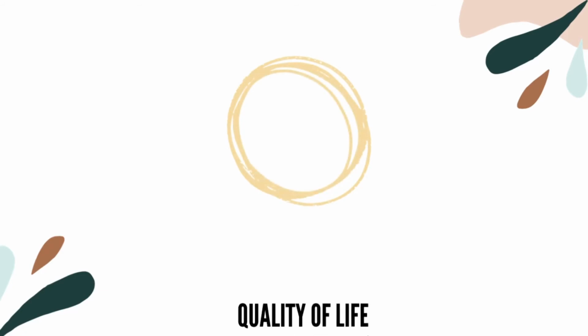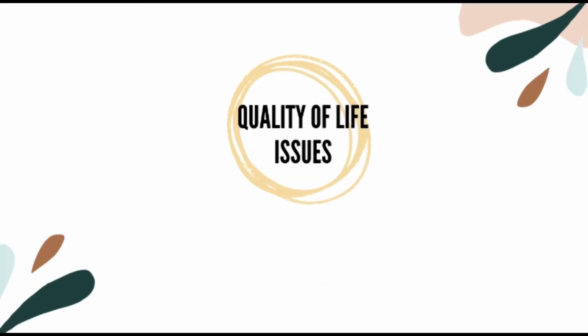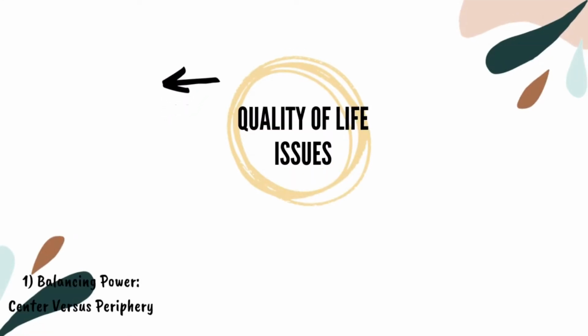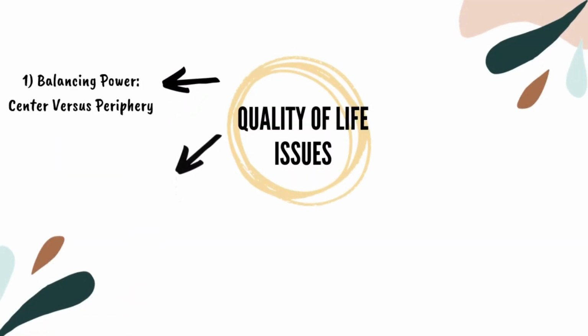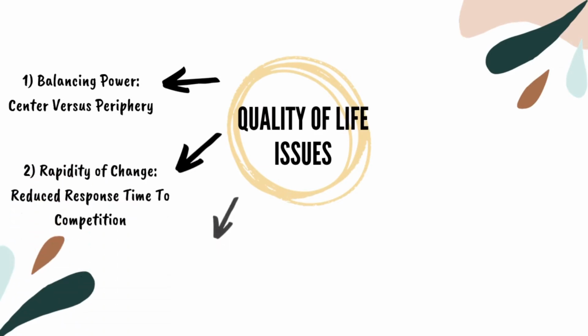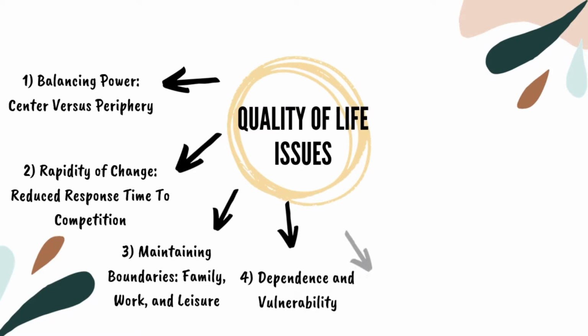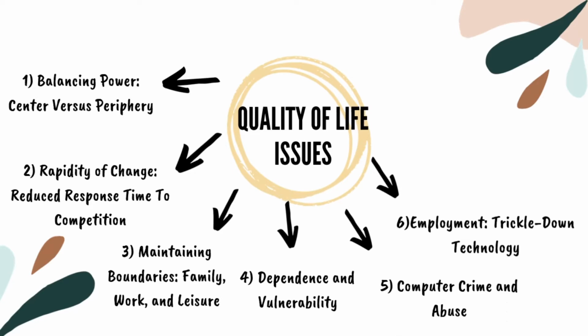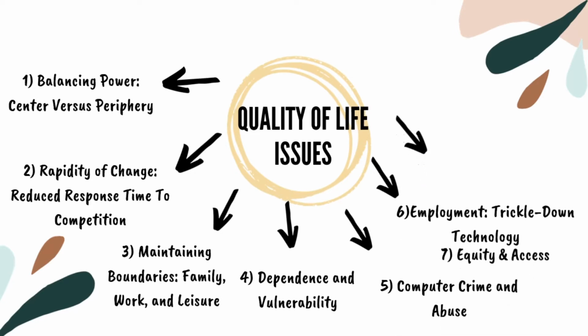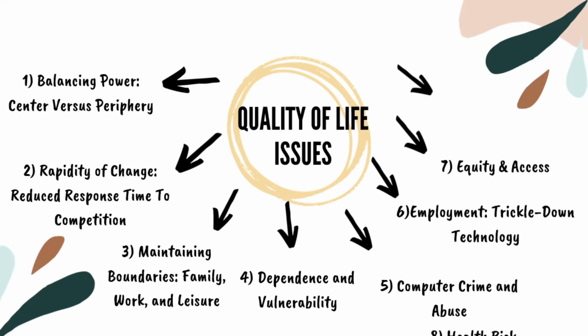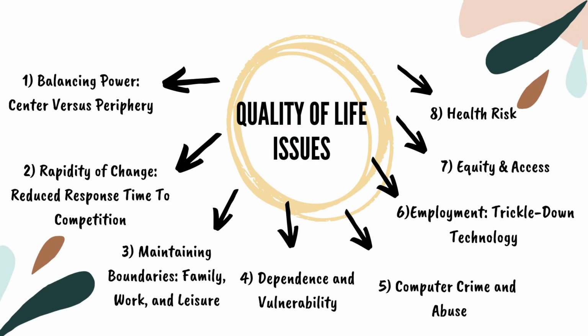Now, let's move on to the last point, quality of life issues. There are eight quality of life issues. Number one is balancing power. Number two, rapidity of change. Number three, maintaining boundaries. Number four, dependence and vulnerability. Number five, computer crime and abuse. Number six, employment. Number seven, equity and access. Number eight, health and risk.